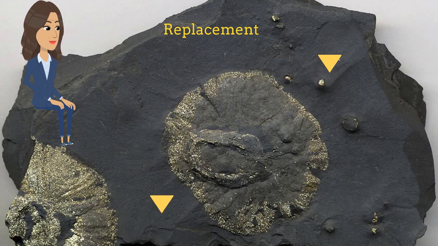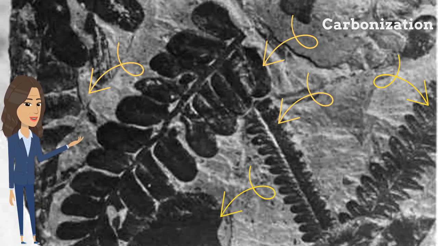The minerals infiltrate the organism's tissues and gradually crystallize, replicating the original structure. Replacement fossils often appear as solid rock-like structures and can preserve fine details. 3. Carbonization. This is an example of carbonized fossils. In this case are fossils of plant leaves, specifically ferns.